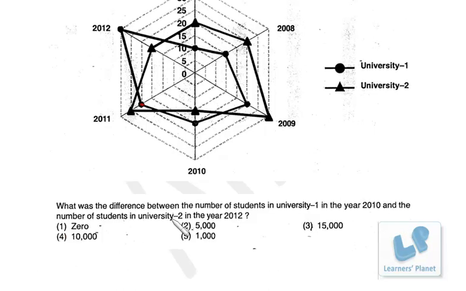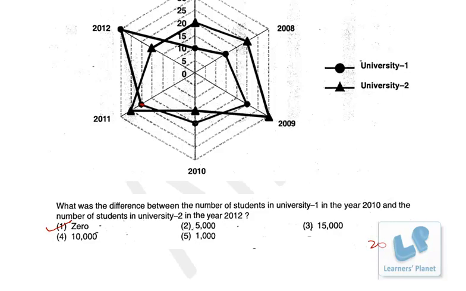What was the difference between the number of students in University 1 in the year 2010 and the number of students in University 2 in the year 2012? Okay, so University 1 in year 2010. University 1 circle in year 2010, it is 20,000, 5, 10, 15 and 20. So that's 20,000. And University 2 in year 2012. So University 2 is triangle and year 2012. So it is 5, 10, 15, 20. It is same. So the difference is 0.